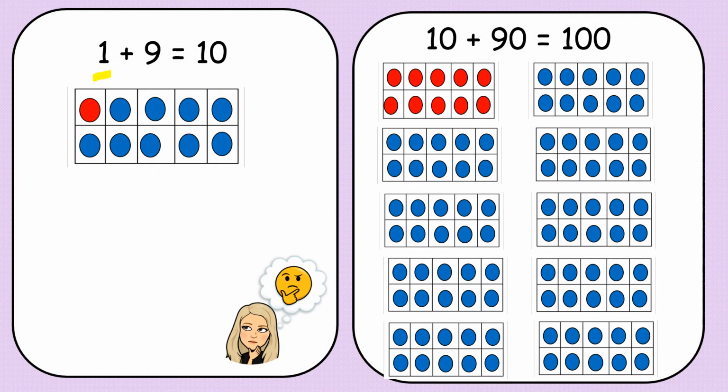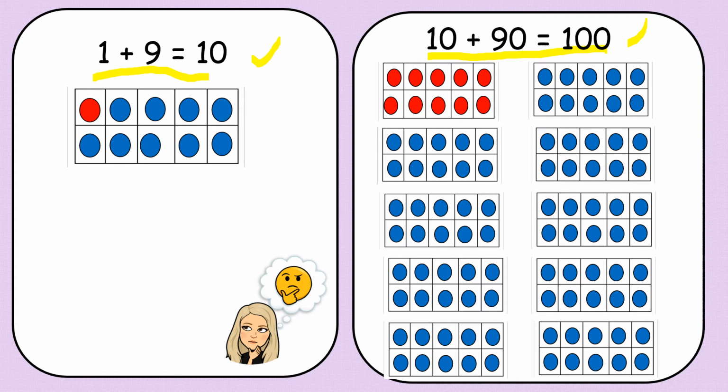If you know that 1 plus 9 is equal to 10, you know that 10 plus 90 is equal to 100. Now, I always ask you in maths this question: what do you see and how do you see it? Do you notice any patterns? So what's the same about this number sentence and this number sentence? And what's different about them?